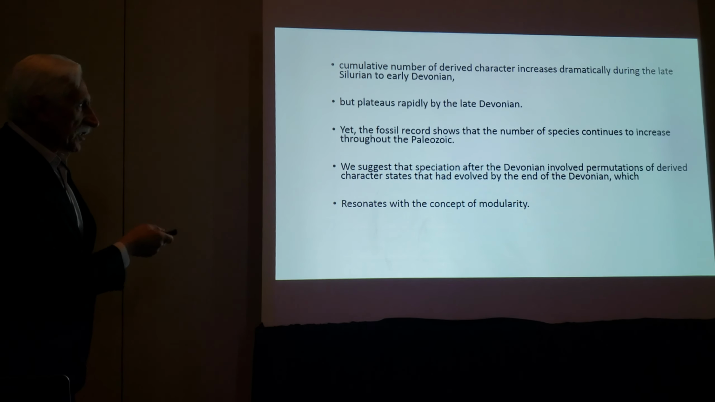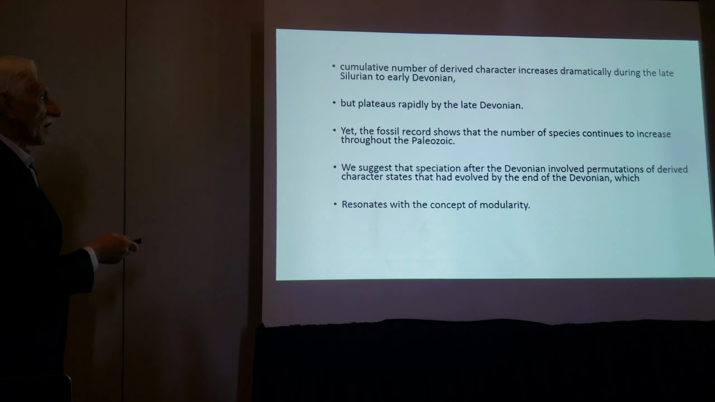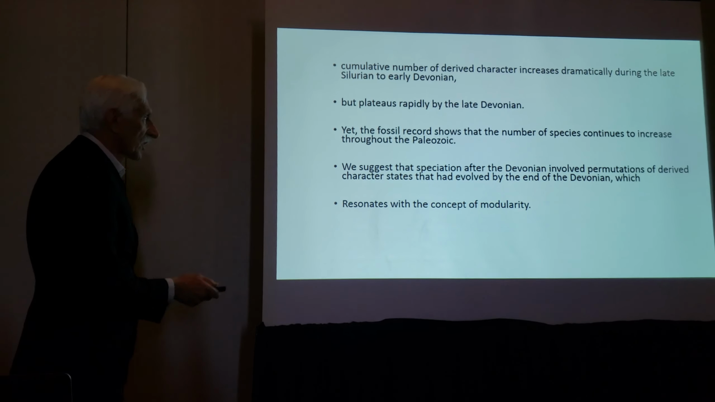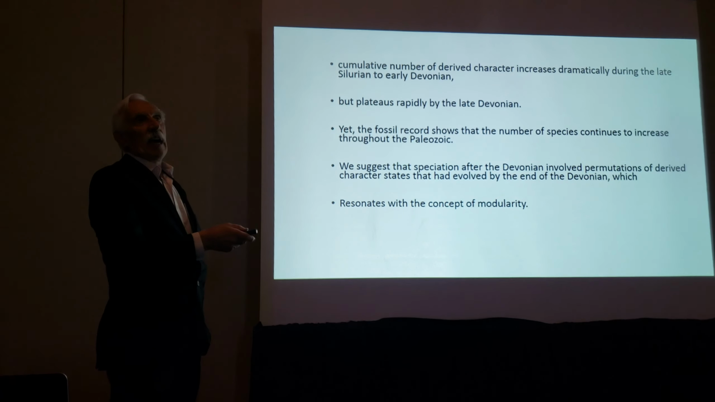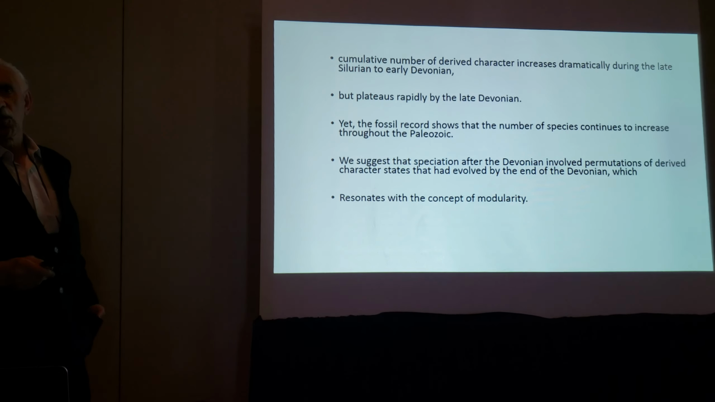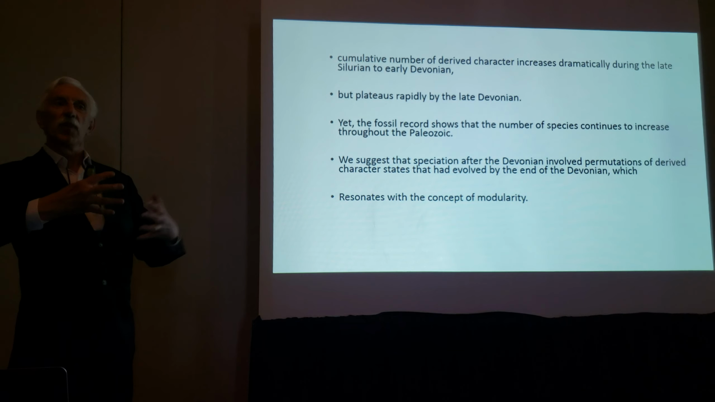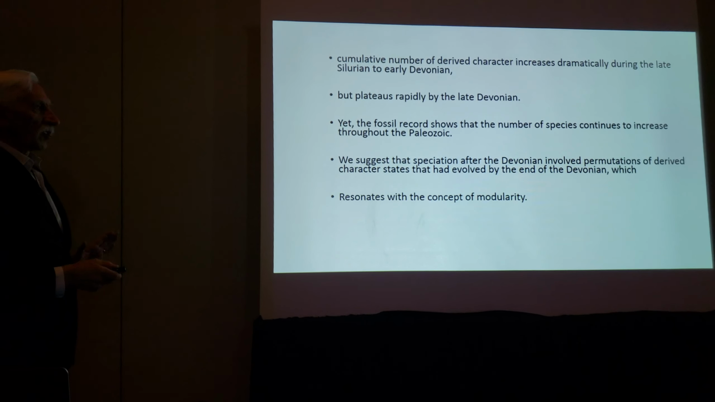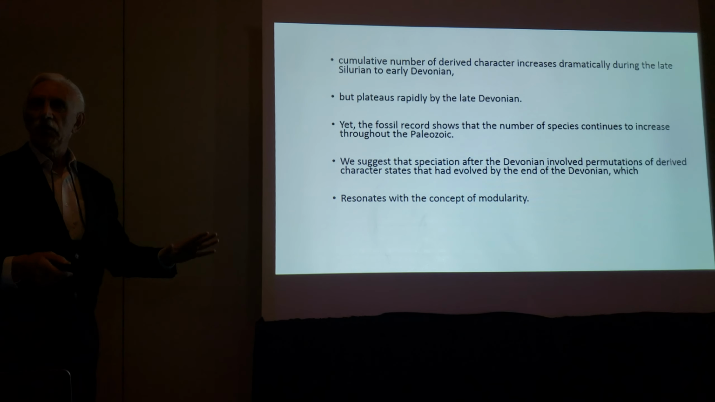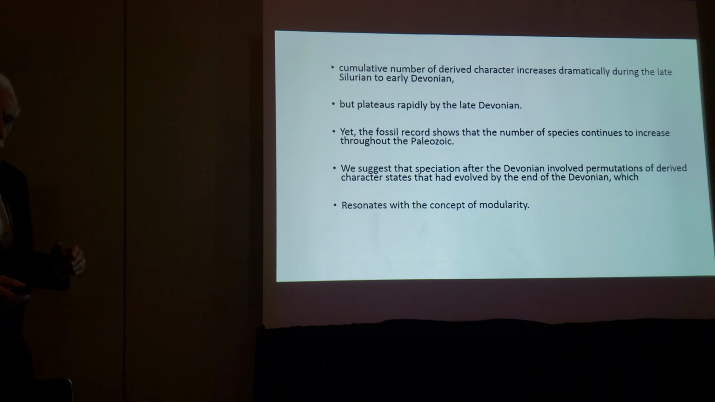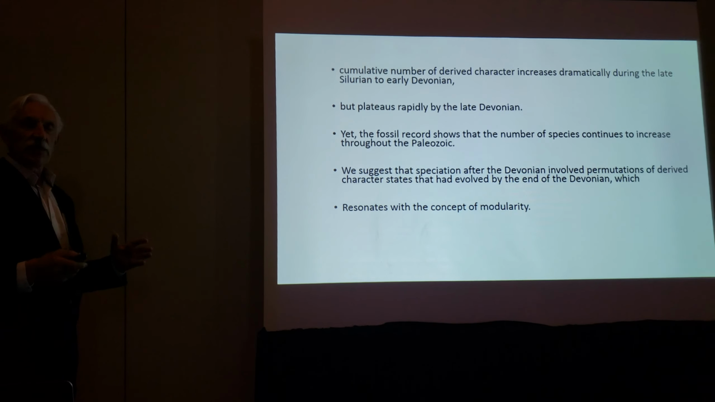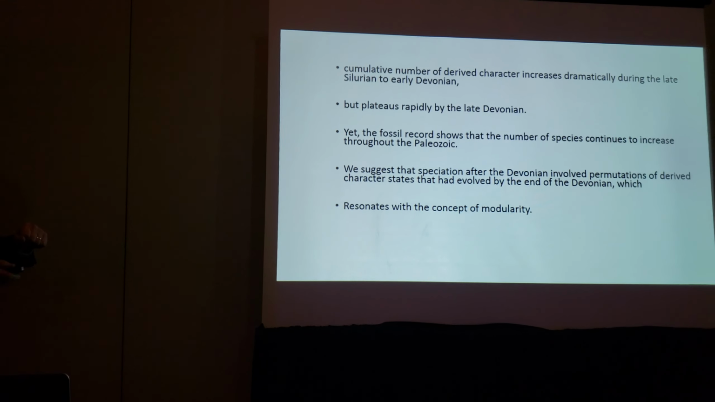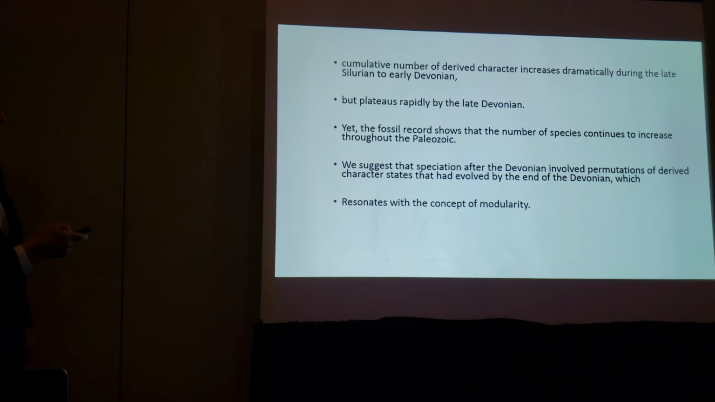So we suggest that speciation after the Devonian involved permutations of derived character states that evolved by the end of the Devonian, which resonates with the concept of modularity as advocated by Farrell, certainly. In other words, you have a certain number of things, you can recombine them. Some of them are impossible recombinations, but many aren't. And toward the middle and end of the Devonian, you got a recombination of characteristics that had already evolved. That is not to say nothing new evolved after that, but it's interesting.